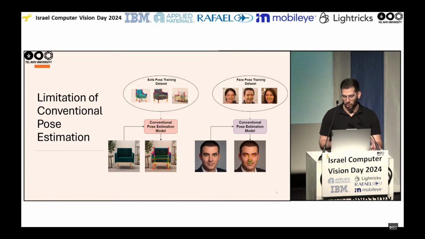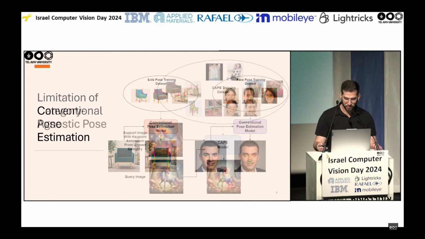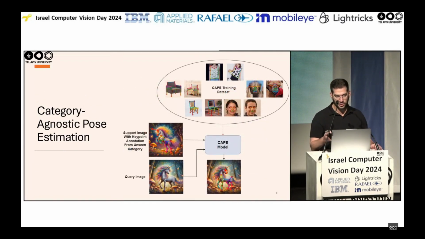This category-specific approach becomes a major limitation when we encounter object categories that we have only limited training data for. Or maybe we want to detect key points that are different from the ones annotated in our dataset. So this limitation raises the question: can we train a model that can generalize to new object categories? The answer is yes, and the solution is called Category-Agnostic Pose Estimation, or CAPE for short.